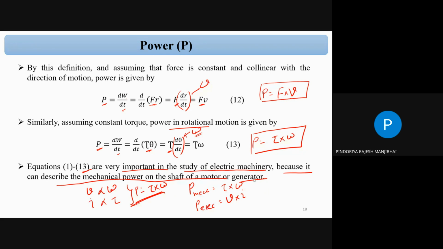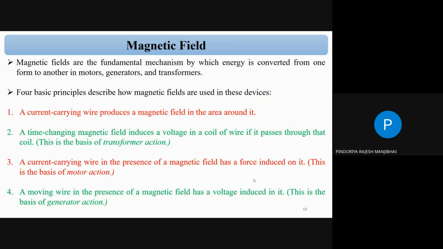I hope there is no confusion, no doubts. Then we move ahead with the magnetic field. Now slowly we are going to the magnetic field, correct? And then we will be able to understand how we can rotate the motor. So, magnetic field: what is a magnetic field?